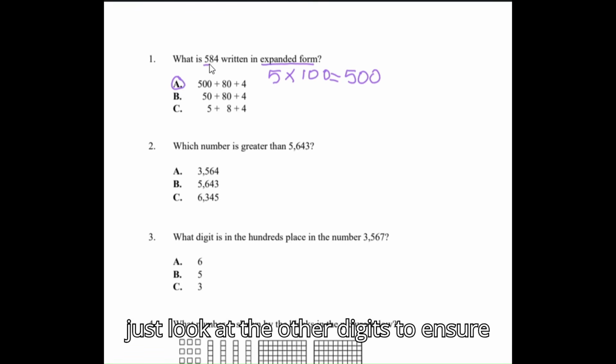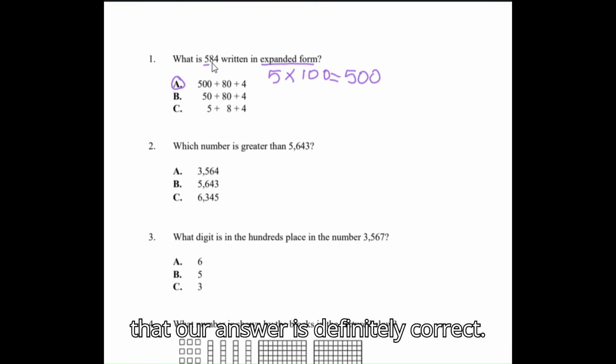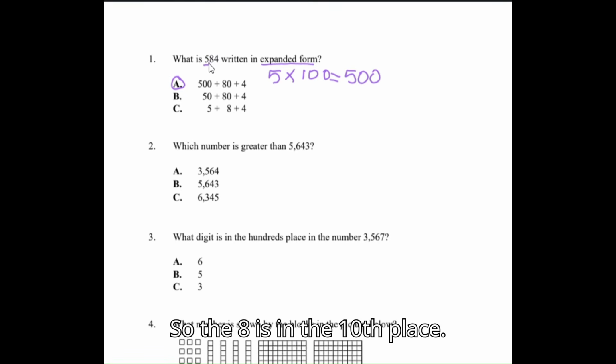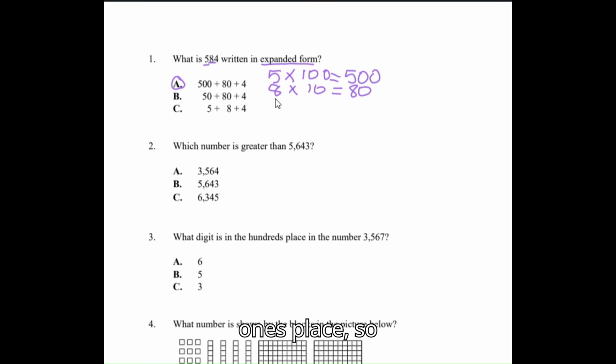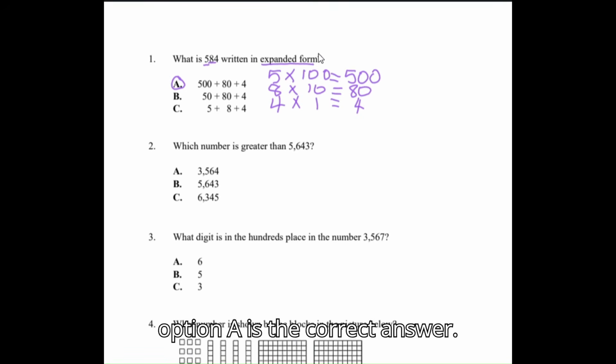Let us look at the other digits to ensure that our answer is definitely correct. So the 8 is in the tens place, and 8 times 10 would give us 80. And then finally, the 4 is in the ones place. So 4 times 1 is 4. So option A is the correct answer.